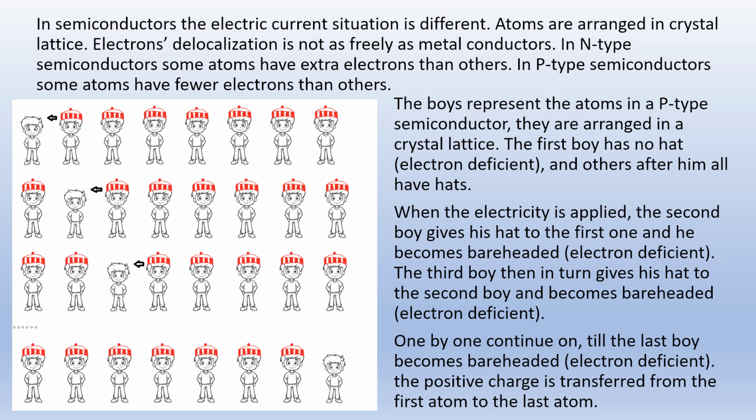The boys represent the atoms in a P-type semiconductor. They are arranged in a crystal lattice. The first boy has no hat, electron deficient, and the others after him all have hats. When the electricity is applied, the second boy gives his hat to the first one and becomes bareheaded, electron deficient. The third boy then in turn gives his hat to the second boy and becomes bareheaded, electron deficient. One by one it continues, till the last boy becomes bareheaded, electron deficient. Then the positive charge is transferred from the first atom to the last atom.